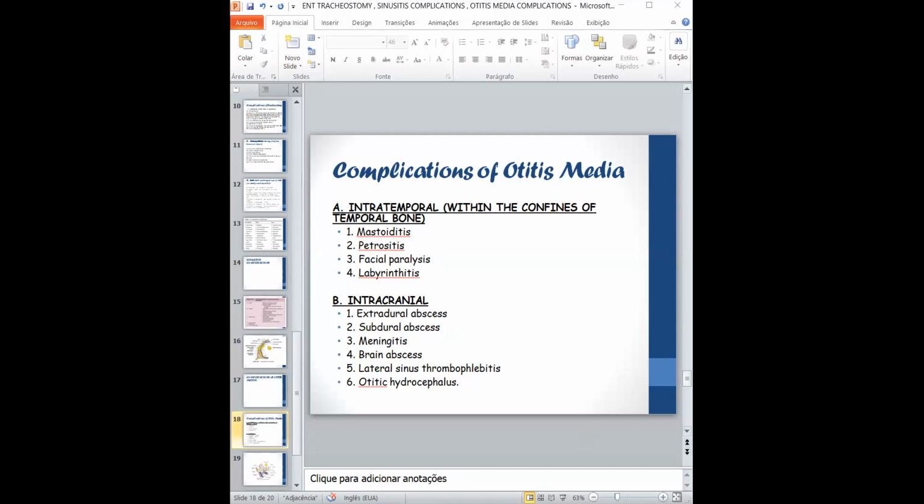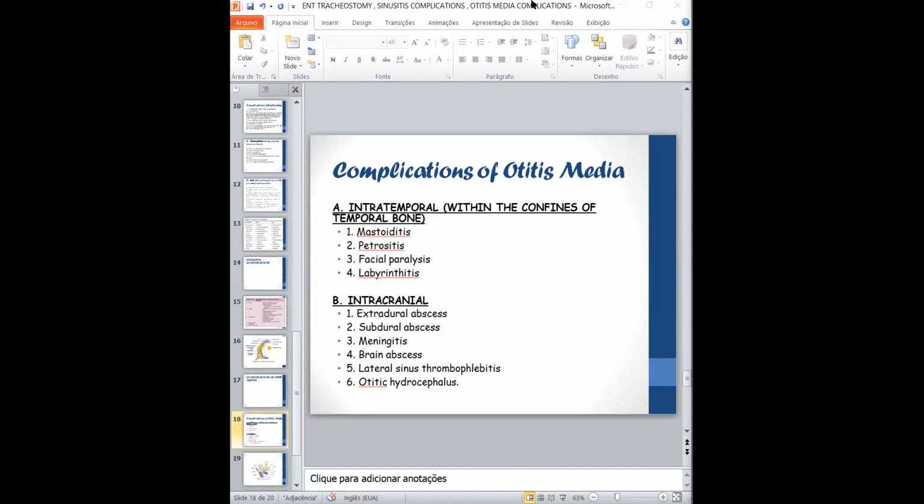Then let's look at the sixth and last complication, which is otitic hydrocephalus. This is characterized by raised intracranial pressure with normal CSF findings, and it is seen in children and adolescents with acute or chronic middle ear infection. The clinical features include severe headache, sometimes intermittent, as the presenting feature. It may be accompanied by nausea and vomiting, diplopia due to paralysis of the sixth cranial nerve, and blurring of vision due to papilloedema or optic atrophy.